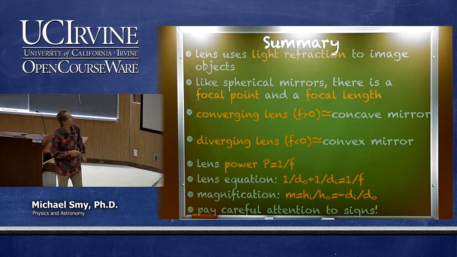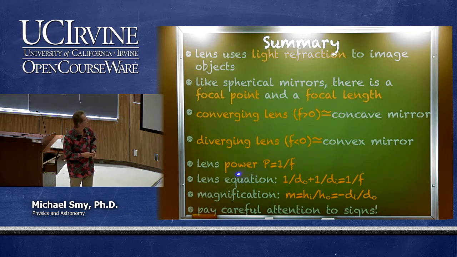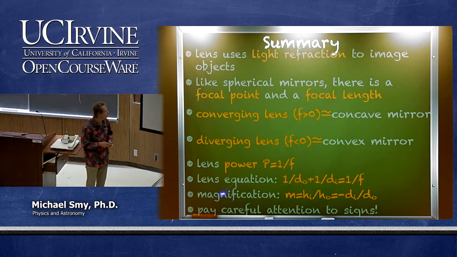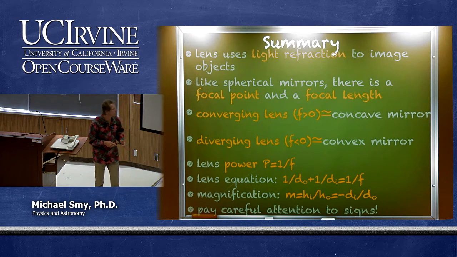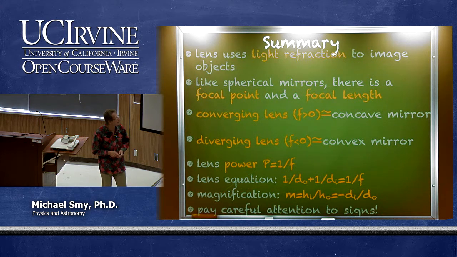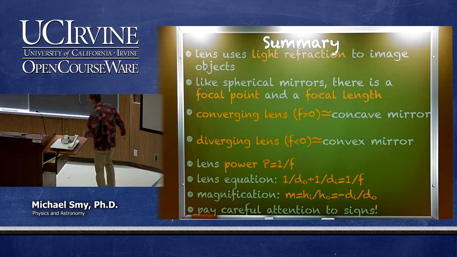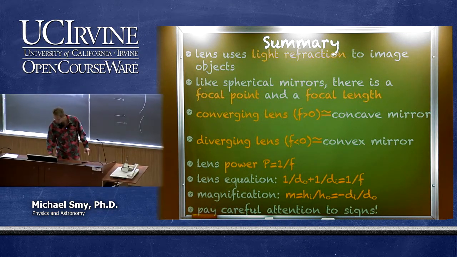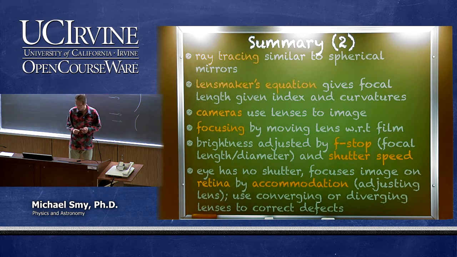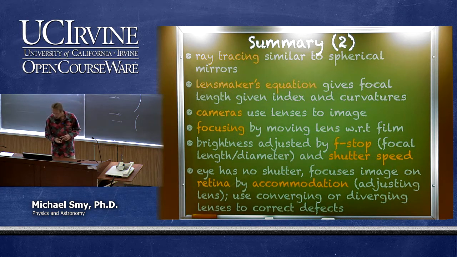The lens power is defined as the inverse of the focal length, and one can get a lens equation very similar to the mirror equation, which relates the focal length and the object and the image distance. And the magnification equation is also the same as for the mirror. And one has to make sure that the signs for the pieces in this equation are evaluated correctly, otherwise the equation will give you the wrong answer. So one can do the ray tracing similar to spherical mirrors, and the lens maker's equation relates how to get the focal length from the index of refraction and the curvatures.